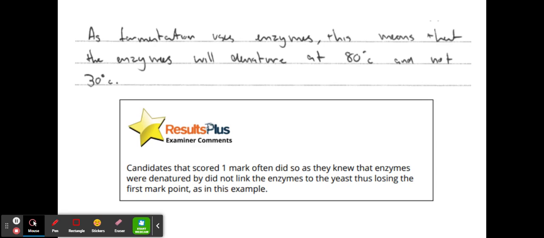Here is a typical student answer. As fermentation uses enzymes, this means that the enzymes will denature at 80 degrees C and not 30 degrees C. The candidate scored 1 mark because they recognised that the enzymes will denature. However, they didn't link the enzymes to the yeast, so they lost the first marking point.